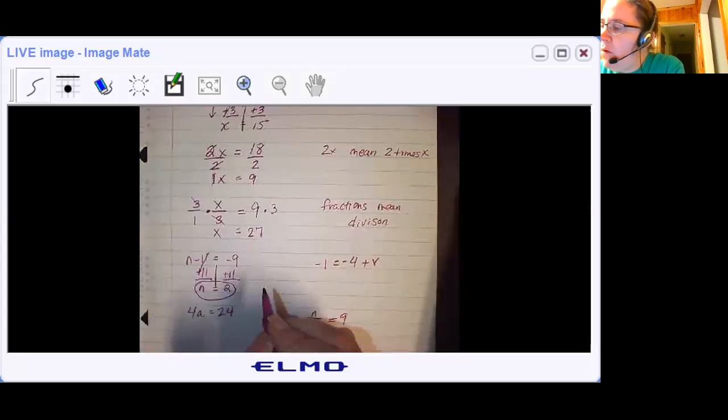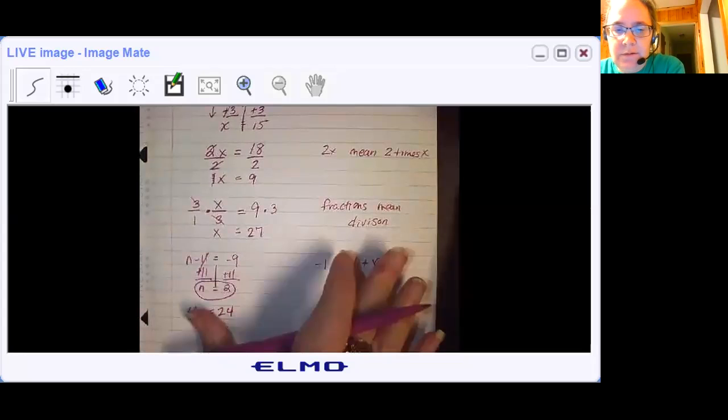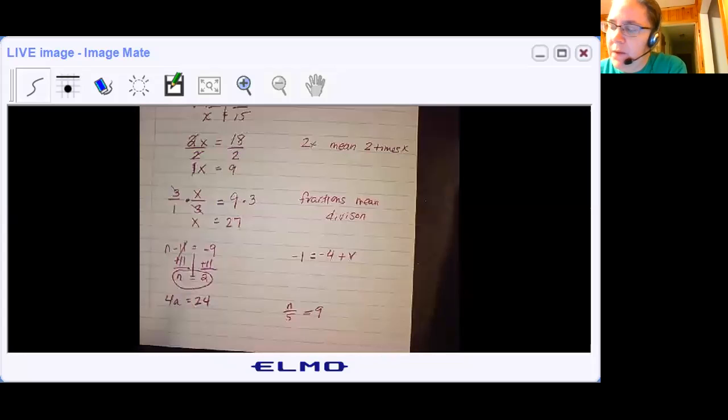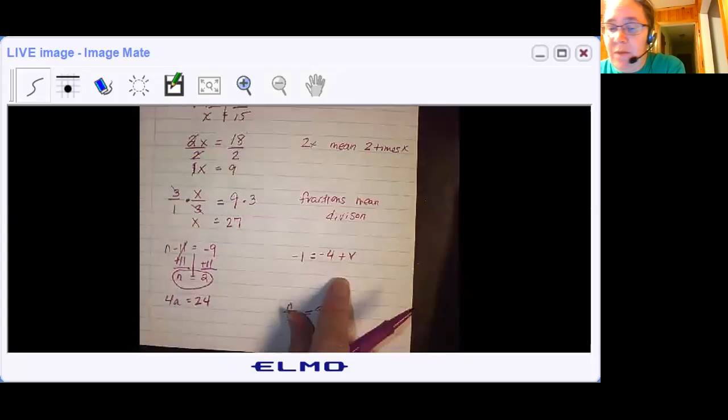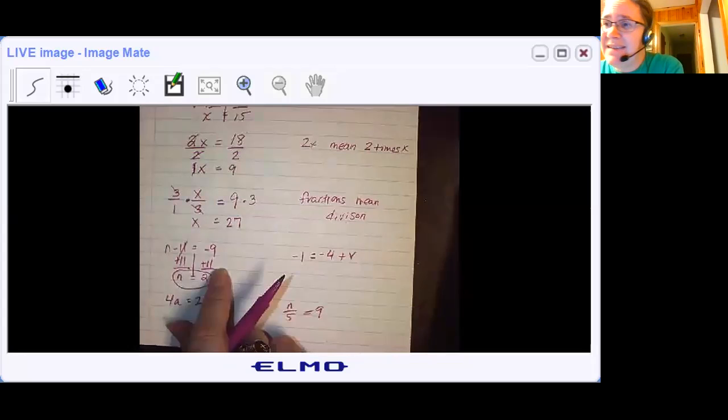Now, how are these two different? Well, let's look. In this one over here, my variable is on the right instead of on the left. Is that going to change our approach to this? Well, I'm still trying to get my variable by itself. I'm still doing the opposite to move stuff around, so maybe not. So let's look at this.